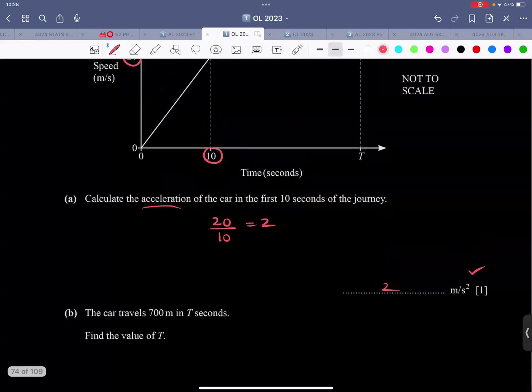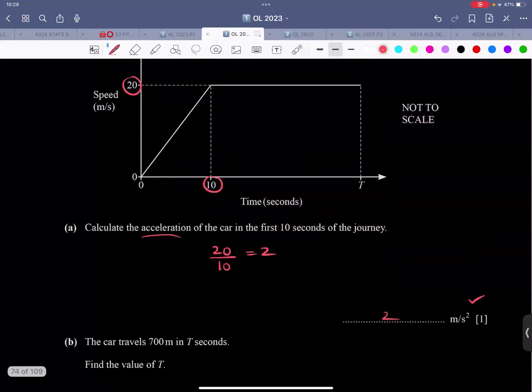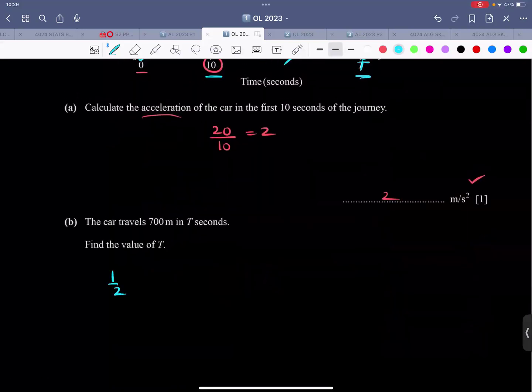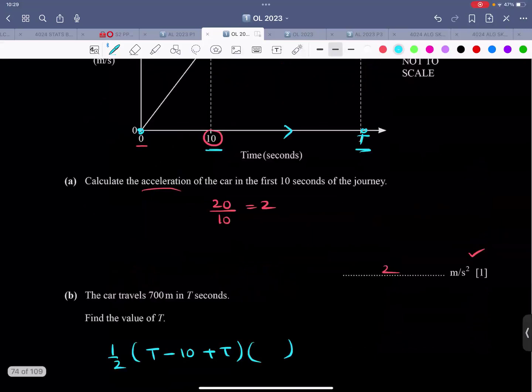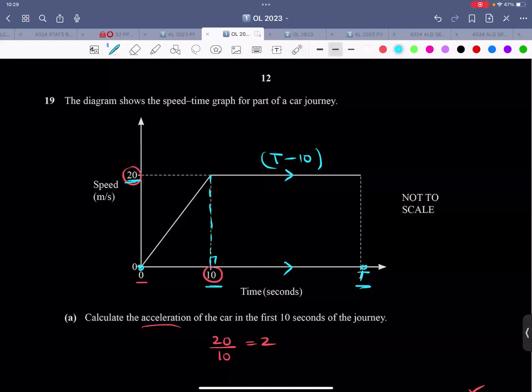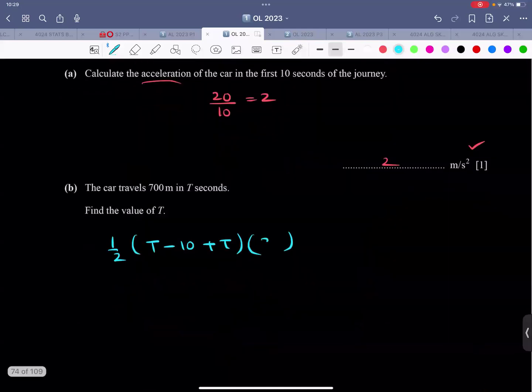The car travels 700 meters in t seconds. So that's the total number of seconds, that is t. Therefore, the area of the trapezium, these are two parallel sides. So 10 till t, this is t minus 10. And this whole thing from here to here is t. So this is half sum of parallel sides, t minus 10 plus t, multiplied with height. What is the height? That is this thing, that is 20. This equals 700.